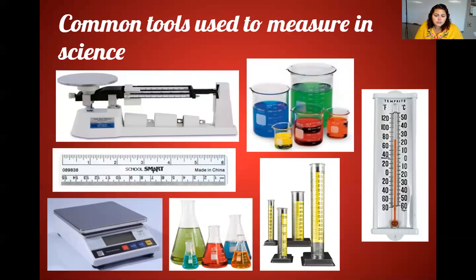Common tools that we use to measure are a triple beam balance, a ruler, a regular digital balance, some Erlenmeyer flasks, graduated cylinders, beakers, and also thermometers. These are things that you might see throughout the year. You'll definitely see them if you take some other science classes, and you've probably seen them all before.